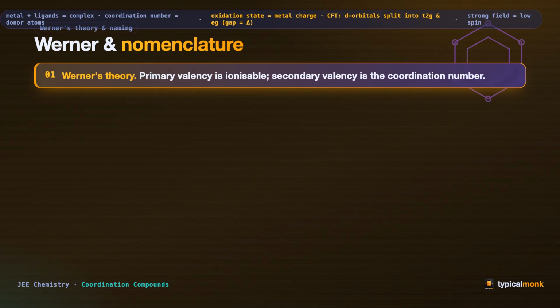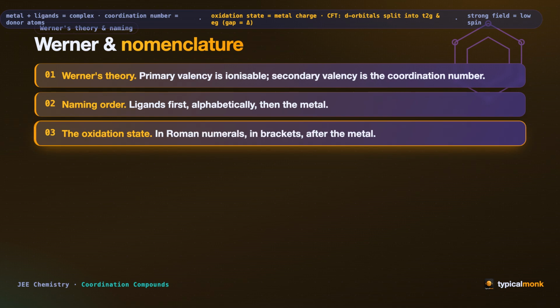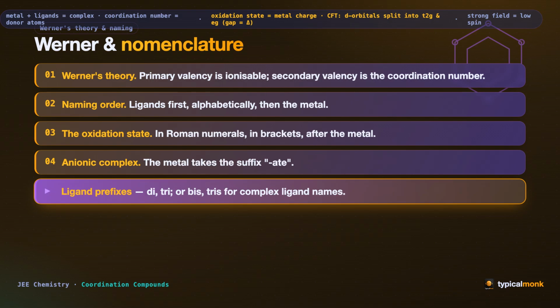Now Werner's theory and naming. Werner's theory. Primary valency is ionizable. Secondary valency is the coordination number. The naming order. Ligands first, alphabetically, then the metal. The oxidation state, in Roman numerals, in brackets, after the metal. Anionic complex. The metal takes the suffix ate. Ligand prefix says di, tri, or bis, tris for complex ligand names.